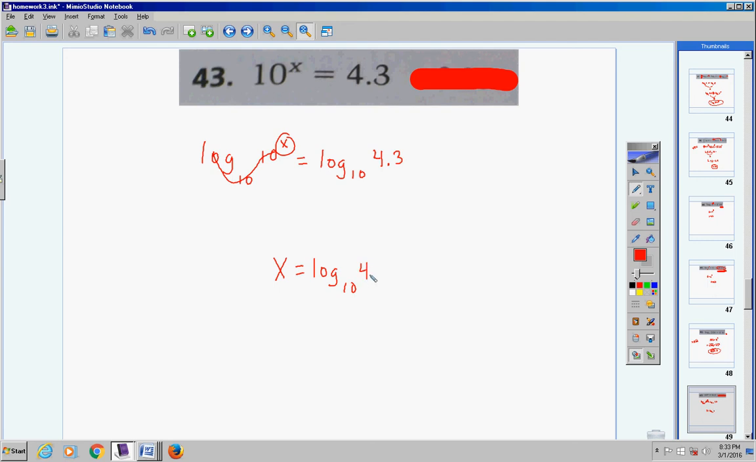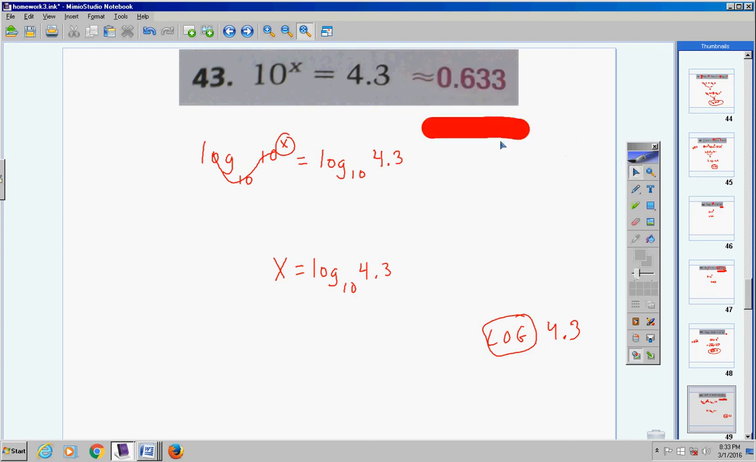Our calculator does base 10. All I have to do is hit the log button and then 4.3. So if you hit log and then 4.3, you will get 0.63346845556. We're going to round to here. Now, we don't have to check our answer. It's not a logarithmic equation. It's an exponential equation. So we're good. This is our answer.